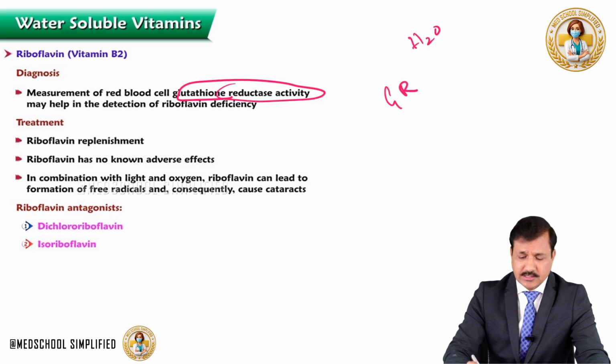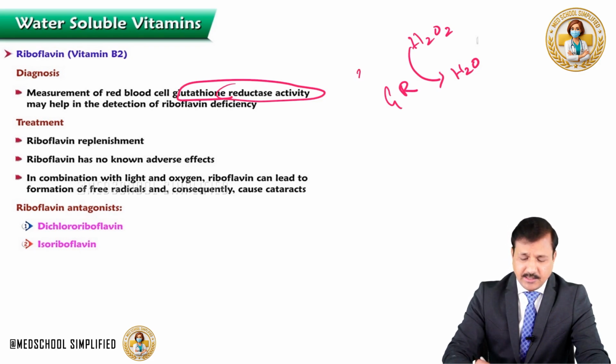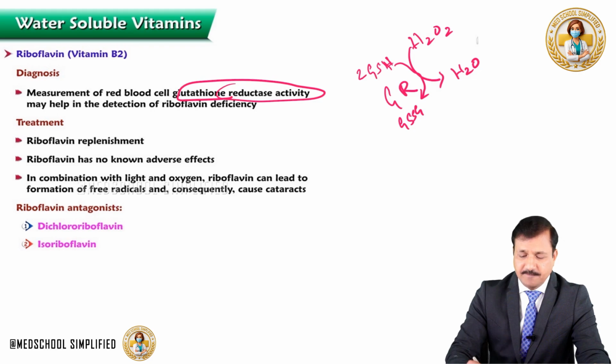You know, hydrogen peroxide, if it is not neutralized, can make hydroxyl radical. So that will be done by GSH, that is glutathione, whose 2 protons are used, and it is oxidized into GSSG, and the 2 protons are incorporated into hydrogen peroxide to convert it into 2 water molecules.